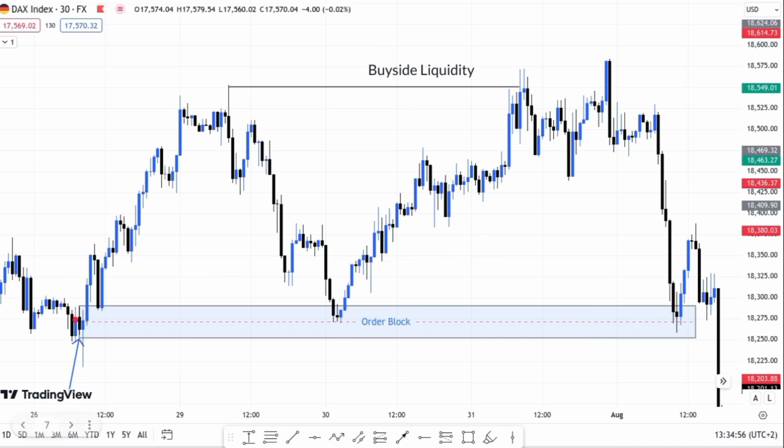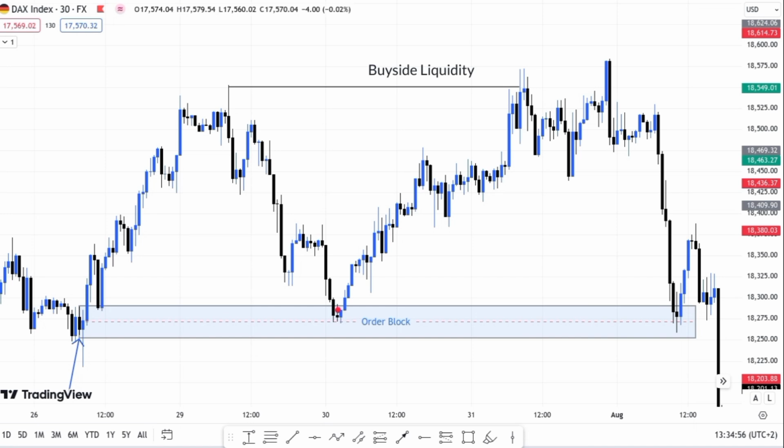So as you can see, we have our order block marked out. Price pushed up, came back down, creating liquidity over here, buy side liquidity. Price came down, tapped into our order block, and left us with 1, 2, 3 wicks.